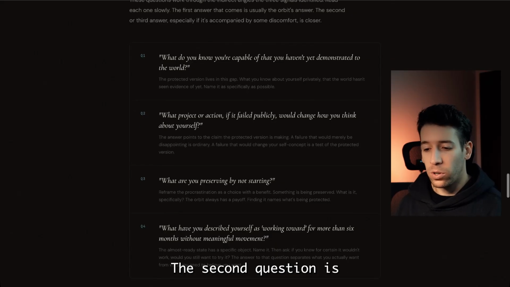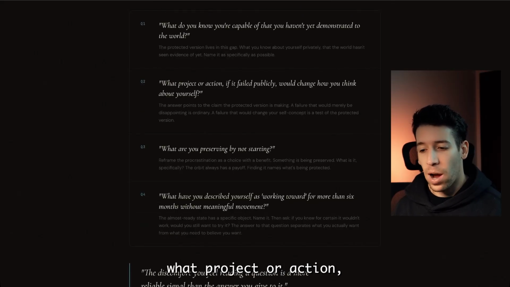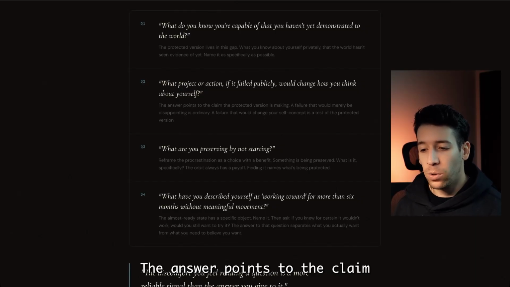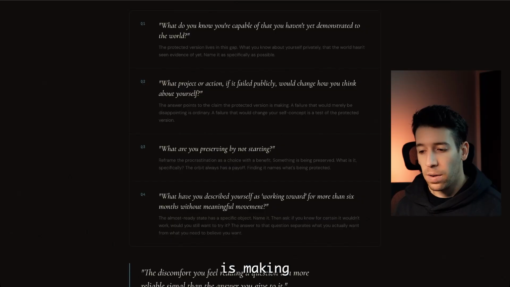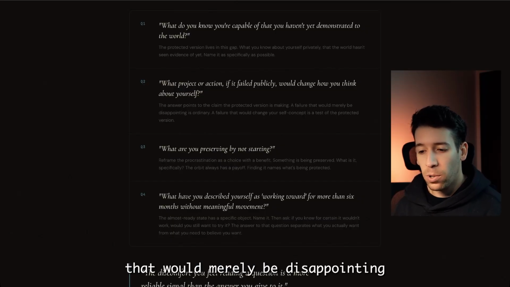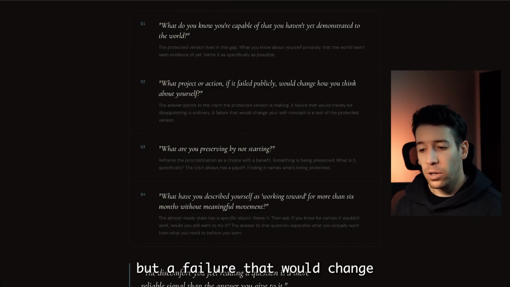The second question is, what project or action, if it failed publicly, would change how you think about yourself? The answer points to the claim the protected version is making. A failure that would merely be disappointing is ordinary, but a failure that would change your self-concept is a test of the protected version.